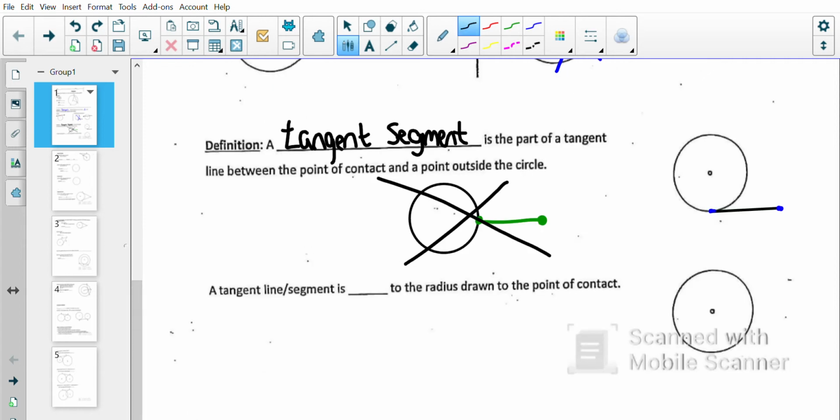A tangent line or segment is perpendicular to the radius drawn at the point of contact. What does that mean? That means if I have a tangent line or a tangent segment, and I draw a radius to it, where the radius and the tangent line meet will always make right angles. All right, let's turn the page.